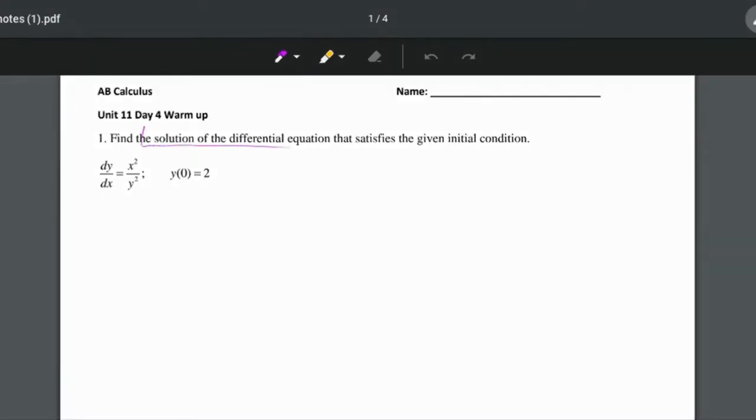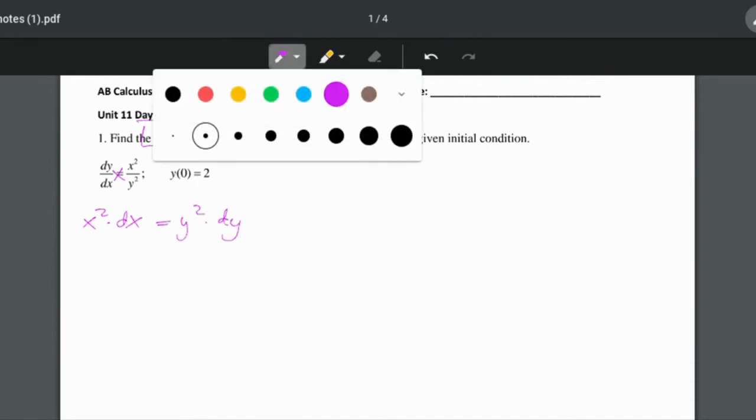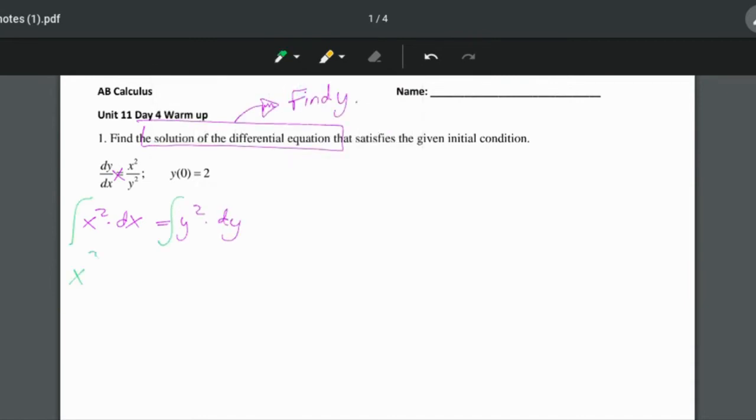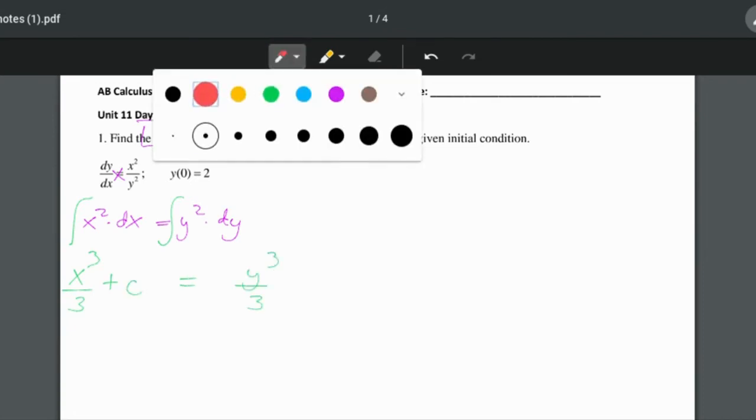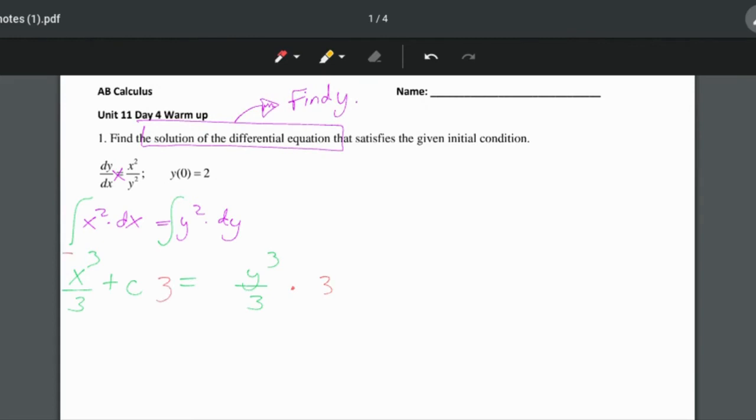Unit 11, Day 4 notes. Kind of more of the same stuff we were doing in Day 2, just stepping it up a notch. So number 1 says, find the solution to the differential equation. You kind of have to memorize what those directions mean because I don't think it's very intuitive.